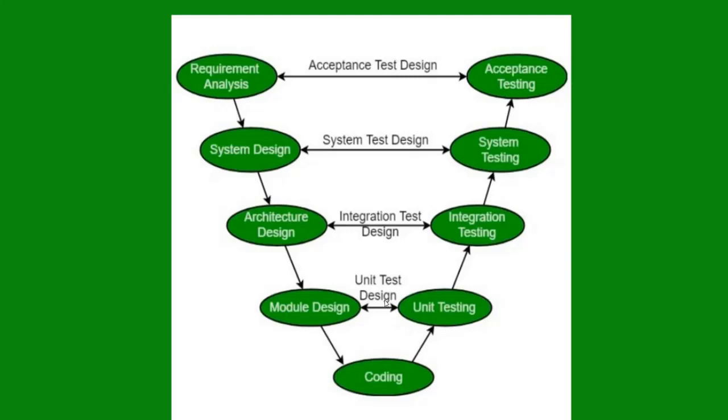So basically, this is how the overall V model looks. If you notice, the structure absolutely looks like a V. That is the reason it is called the V model, where verification goes down one side and validation goes up the other side. So it is combinedly known as the V model.